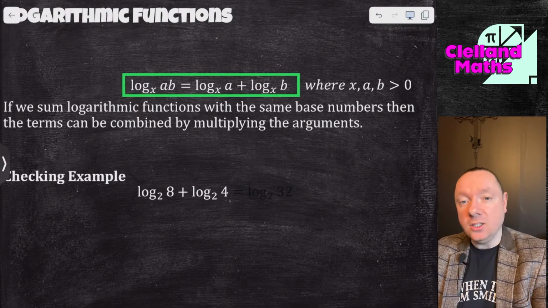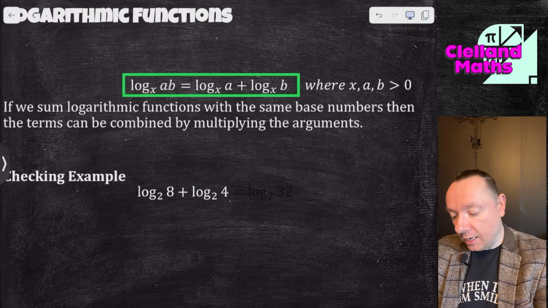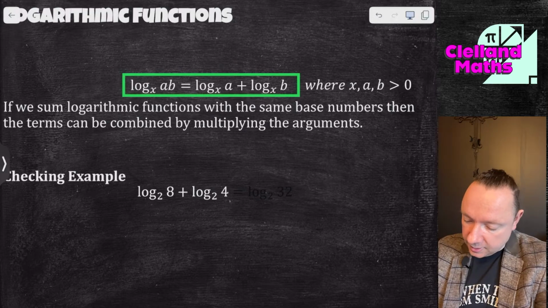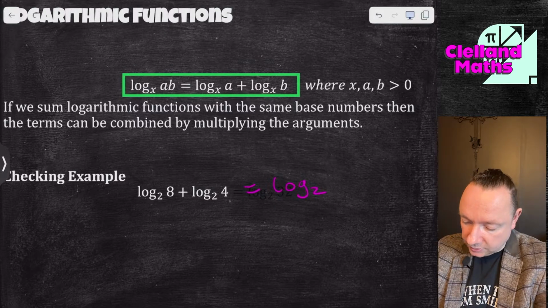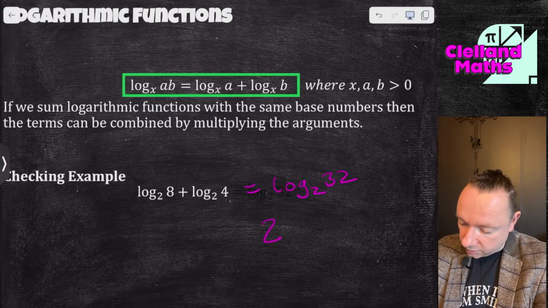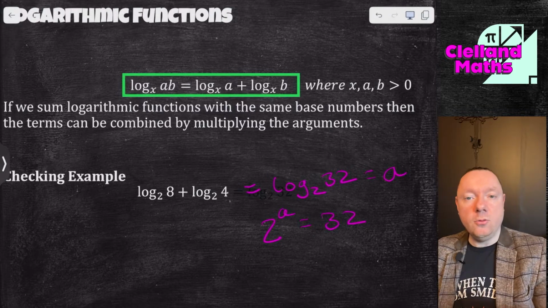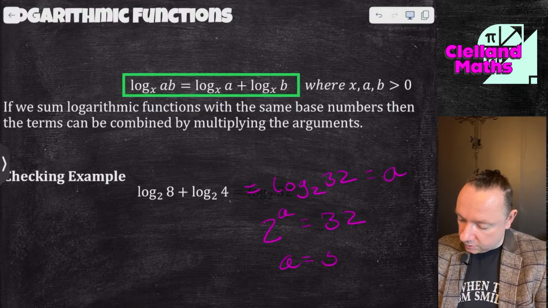So it's an extension of the laws of exponents, because exponents and logs are related, and that's where it comes from. So check an example. Log base 2 of 8 plus log base 2 of 4 would equal log base 2 of 8 times 4, which is 32. Now can we work that out? That means 2 to the power of something, I'll just call it a, equals 32. 2 2s is 4, times 2 is 8, times 2 is 16, times 2 is 32, a equals 5. So log base 2 of 32 equals 5.